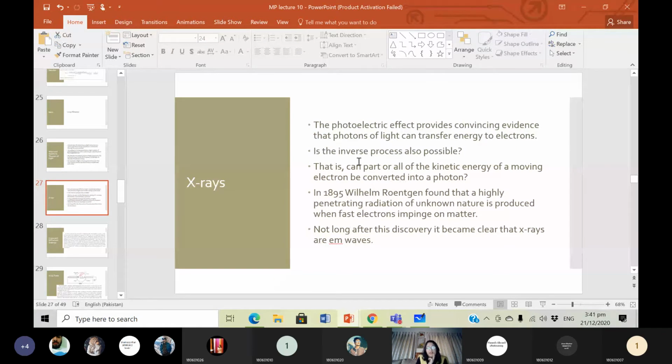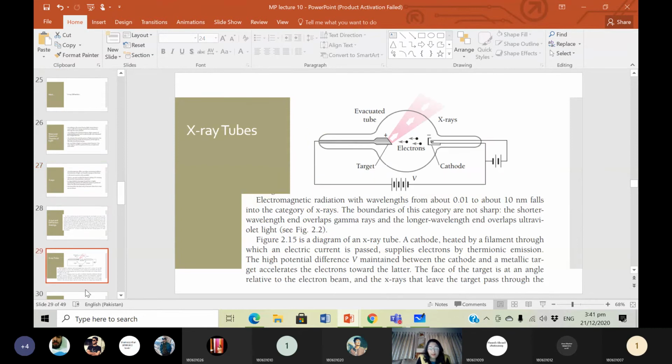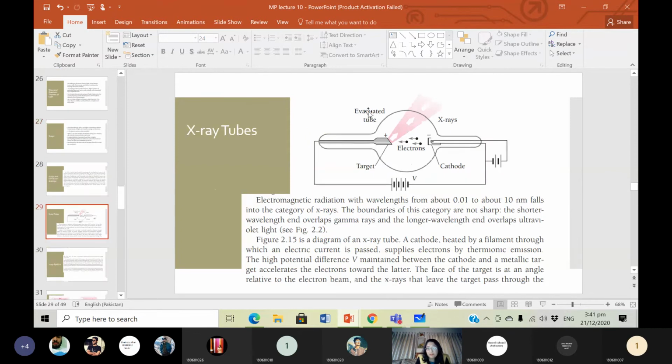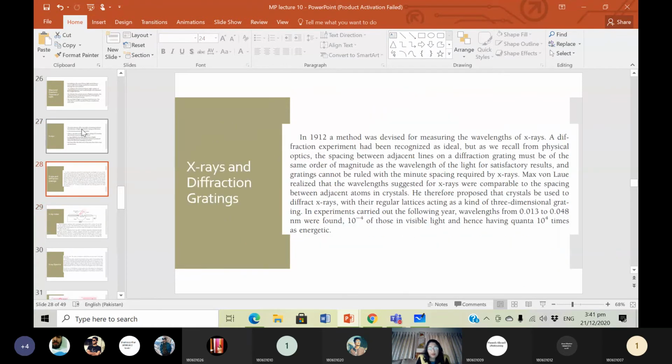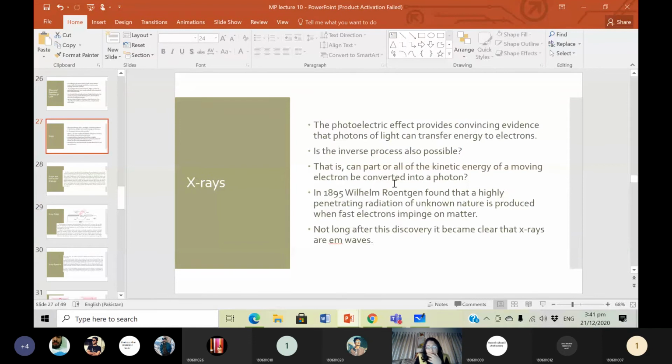So now there's an inverse process, and we want to ask a question. Is the inverse process also possible? That is, can part or all of the kinetic energy of a moving electron be converted into a photon? Basically, for example, if we have electrons hitting a piece of metal, can that emit X-rays as well? So that's what we want to see. Can part or all of the kinetic energy of a moving electron be converted into a photon?